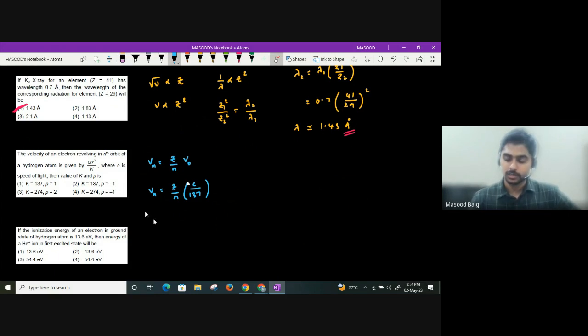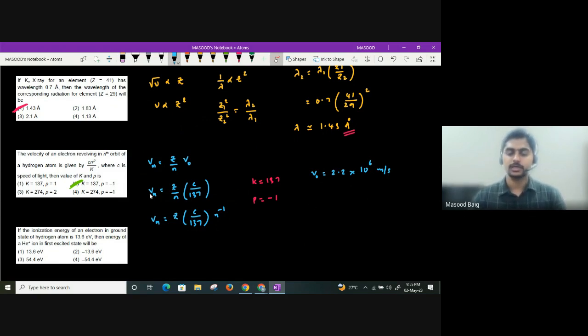So I can write the velocity in the nth orbit as Z into C by 137, n power minus 1. If you just compare, what will the k value be? 137. And what will the p value be? It will be minus 1. Why? Because the v naught value happens to be 2.2 into 10 power 6 meter per second. So I can write it as C by k, where C is 3 into 10 power 8. If you solve for that, you will get the value as approximately 137.